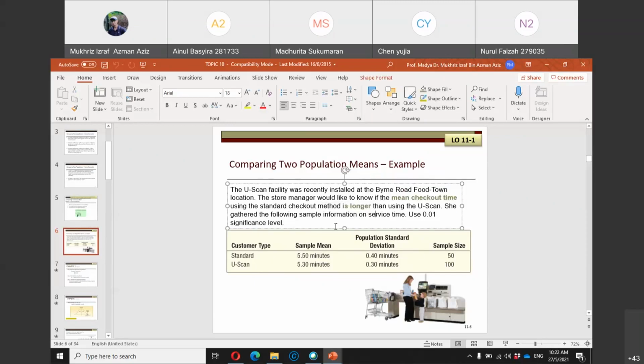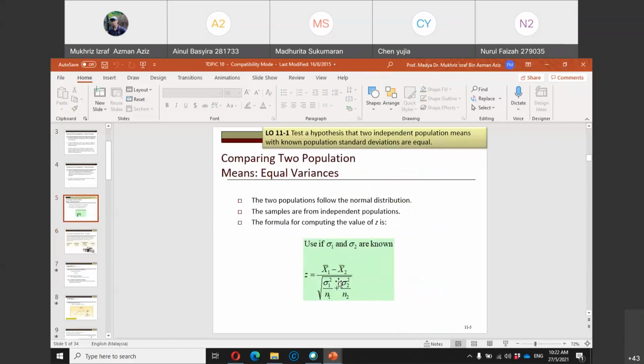If the mean from the standard is longer than the mean from the use scan, and you are given the population standard deviation, as long as the sigma from the population is given, you are required to use the Z distribution. If you recall from the previous formula, x bar 1 minus x bar 2. Which one is 1, which one is 2 here? Is it the use scan or the standard scan that should be number 1?